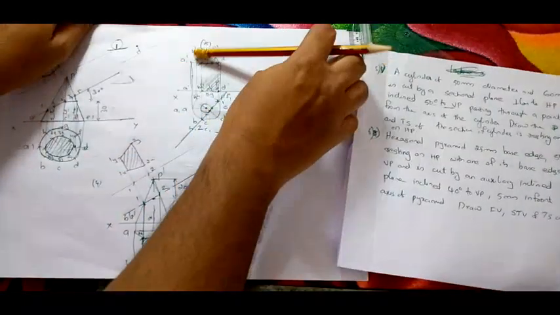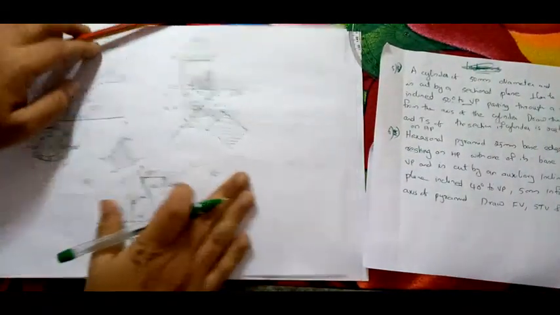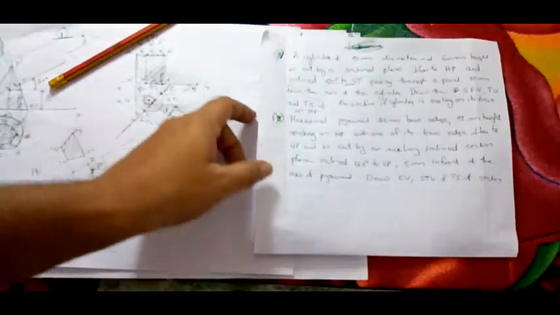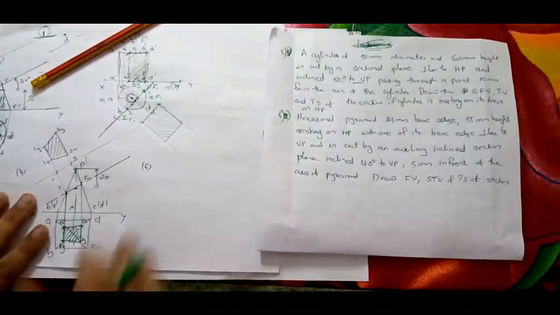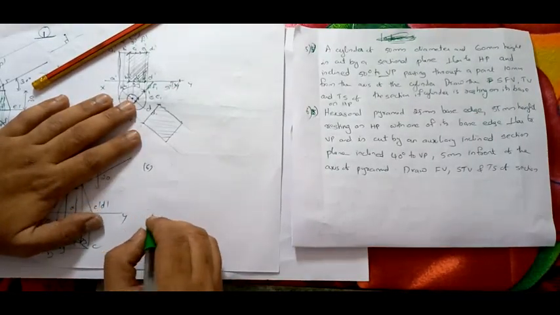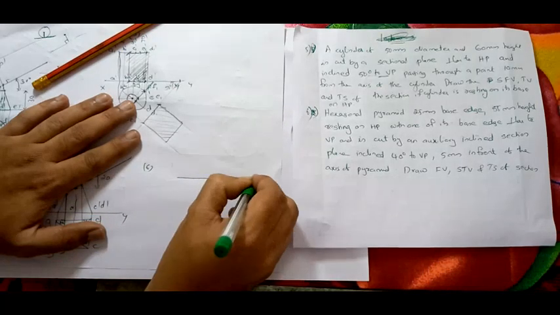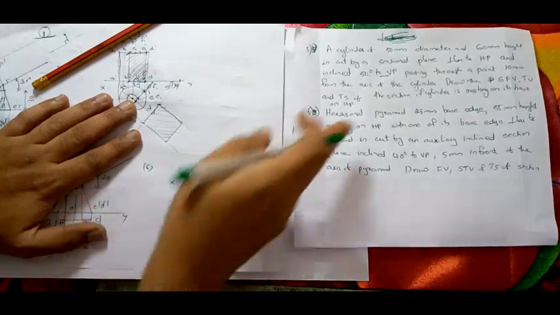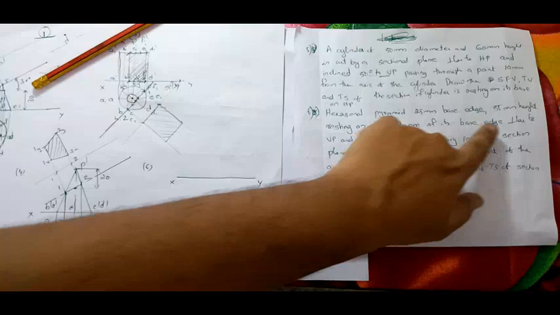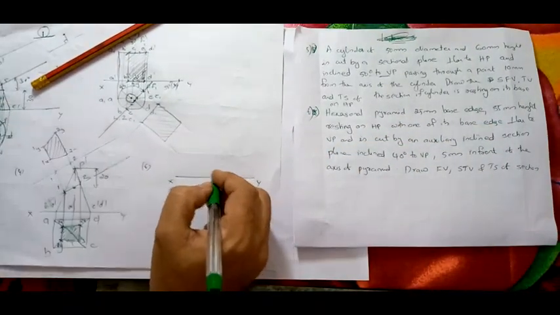Now we will move to the last question, the sixth question. Here, a hexagonal pyramid, 25 mm base edge, 55 mm height, resting on HP with one of its base edges perpendicular to VP. See, one of its base edges perpendicular to VP means it should be like this.